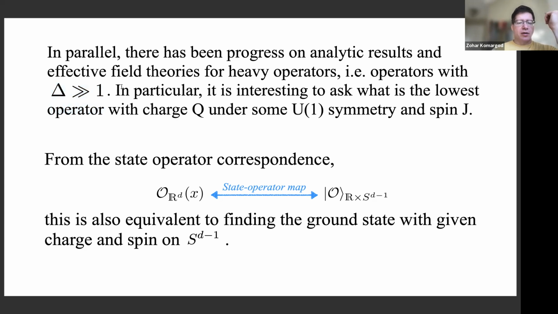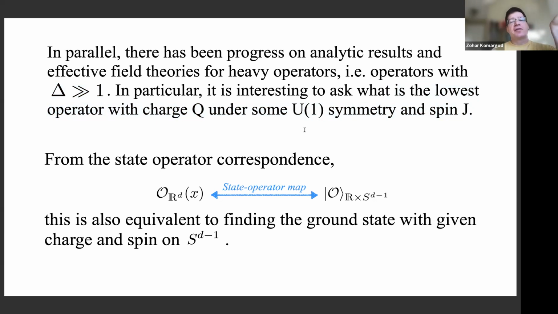So here, I'm not going to talk about the generic question about heavy operators. That has to do with black holes and so on. Instead, I'll talk about a very concrete question about heavy operators, which is the lowest operator with some given charge Q and some given spin J. We'll try to understand what we can say in general about the lowest operator in a fixed charge sector. Okay, this is the main question. And what is going to be the main tool?